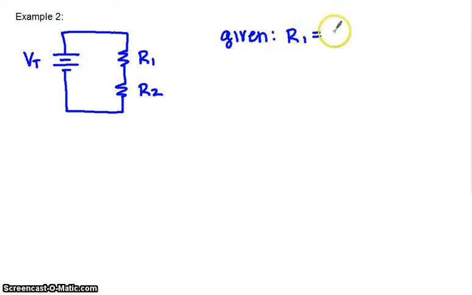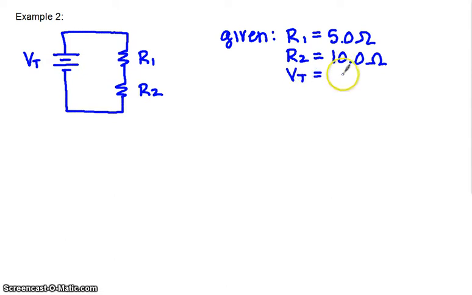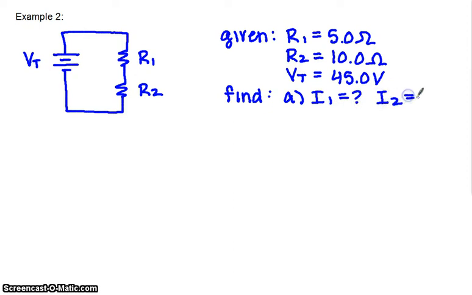Here we're given the values of the resistors and the total voltage of the circuit. We're asked to find the current through each resistor, as well as the voltage drop across each resistor. And finally, in part C, we're asked to find the total voltage drop across the circuit.